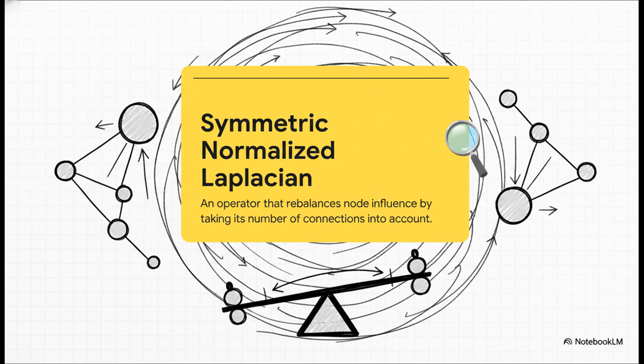It essentially says, okay, you're a big hub with 100 connections, so I'm going to divide your influence by a factor related to that 100. It's kind of like a way of handicapping the powerful nodes just to give everyone a fairer say.